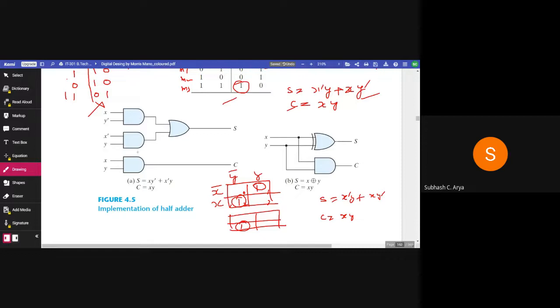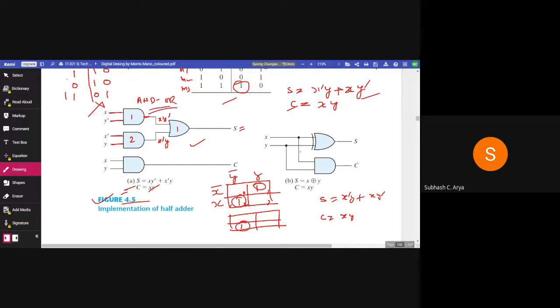Now we can realize the circuit like this, figure 4.5a. So this is sum, summation of x, y bar, and x bar, y. You see here x, y bar is coming from here. So this is x and this is y bar. And here x bar, y, and we use an OR gate. So this is an AND gate, another AND gate, and this is an OR gate, we get sum. And here carry is just x, y. So this is how we can make the circuit using traditional AND OR logic. This is called AND OR logic.